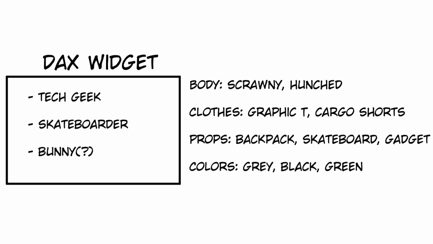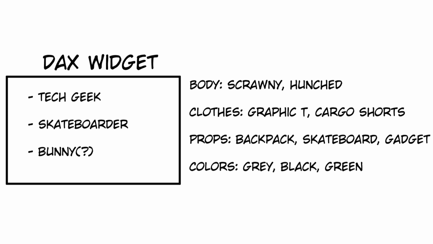And for my second character, Dax Widget, I'm thinking he's going to be a tech geek, a skateboarder, and a bunny. So thoughts behind this, it's really common for cartoon characters to either just straight up be animals or have animalistic traits incorporated. This isn't a must, but I'm just going to try it for this character since I thought it'd be fun. Body is going to be hunched, skinny. Clothing, he's going to probably rep a graphic tee, classic skateboarder style, and some cargo shorts. Props, he's going to be carrying a backpack, a skateboard, and I'm thinking some sort of robo-gadget buddy companion.